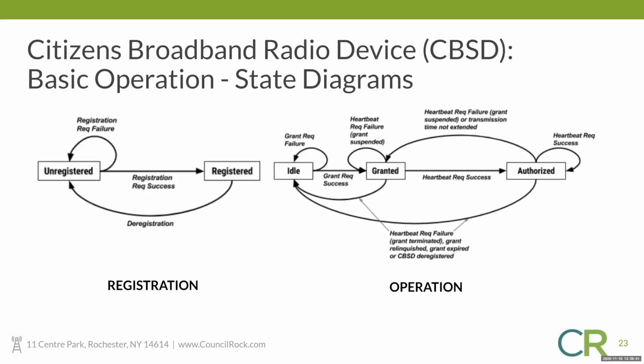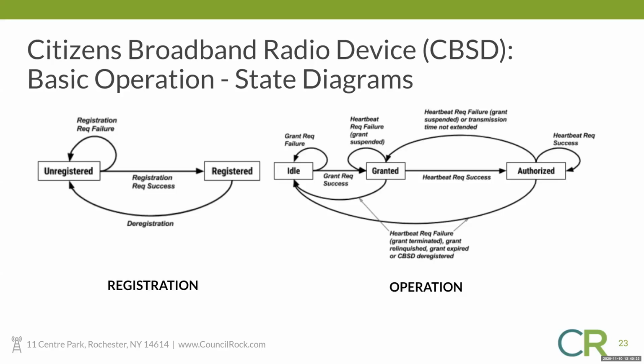If it's a category A, some information is required. If it's a category B, additional information is required. The registration can happen, like I mentioned, via CPI or directly from the CBSD. Once the unit is registered, the SAS is going to look at the information, check what spectrum is available and what transmission power is available for each of the channels, and send that information back to the CBSD.